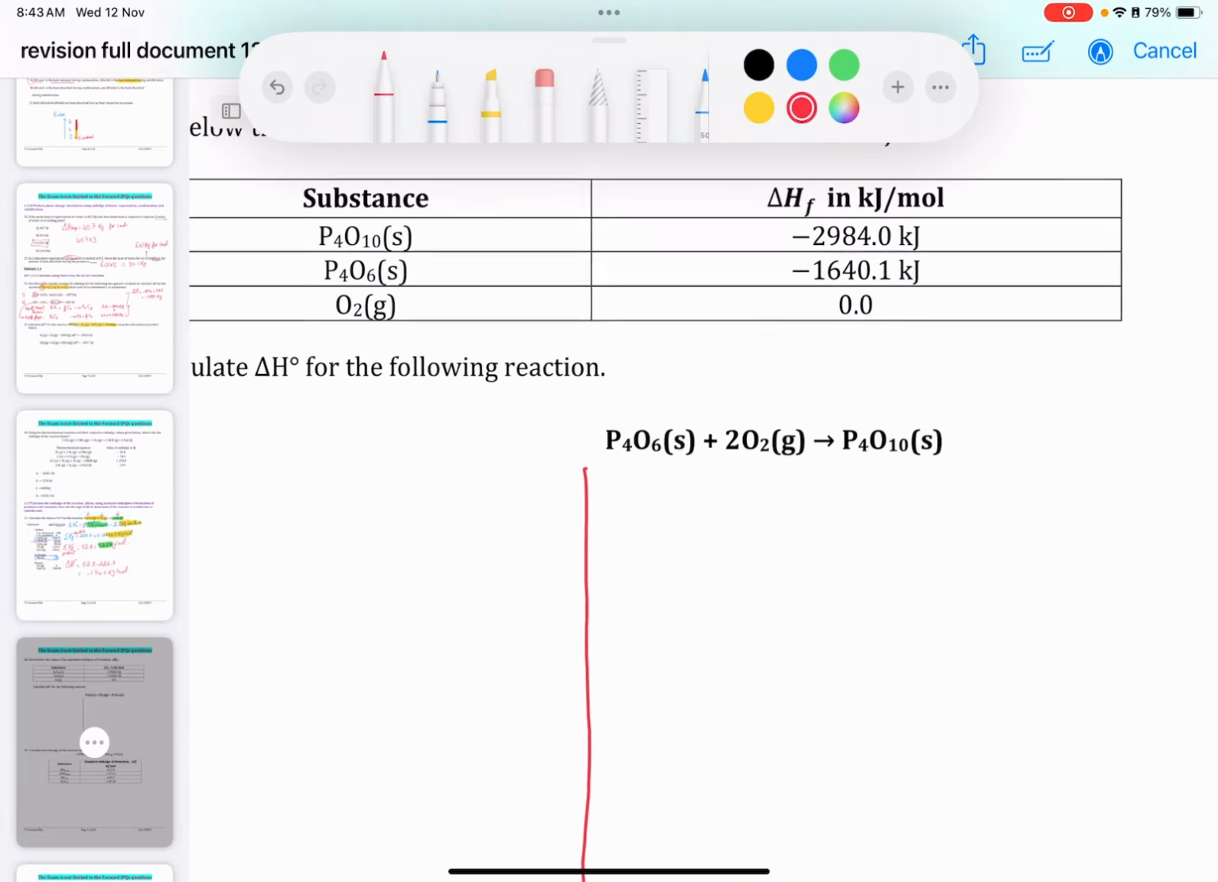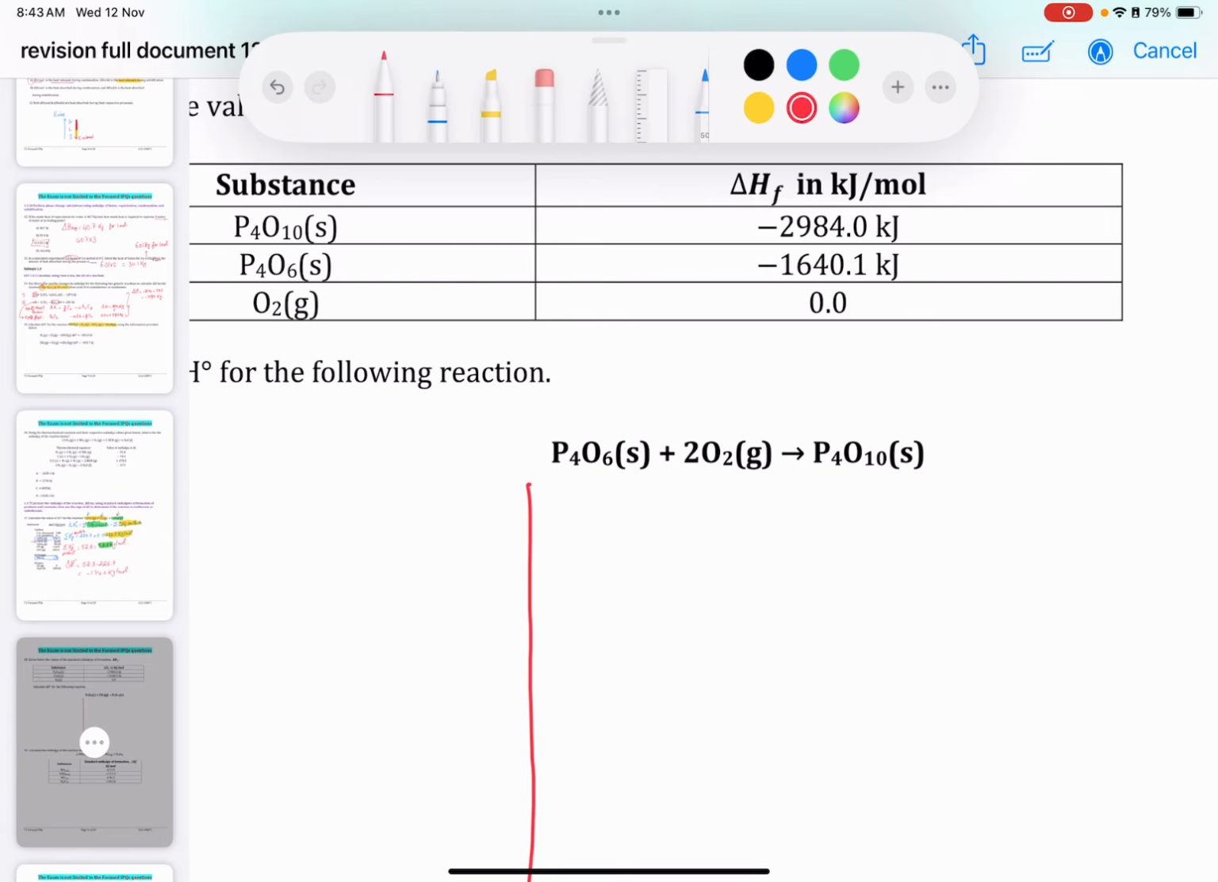So I have here this equation. There's a very simple way. You just substitute every formula with the enthalpy of formation. For example, P4O6 is negative 1400.1. And then plus 2 multiplied by 0. That's the oxygen. It is 0, but you do have to mention it and show it in the substitution formula. P4O10 is this one, so negative 2984.0.